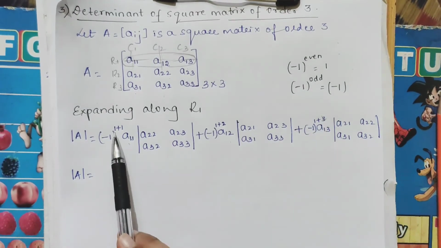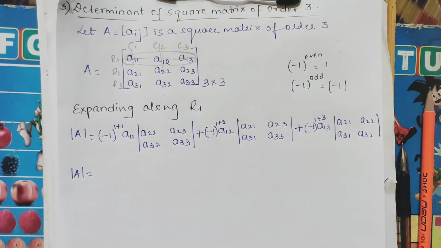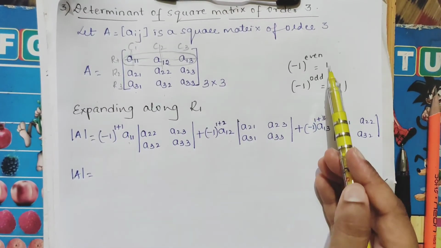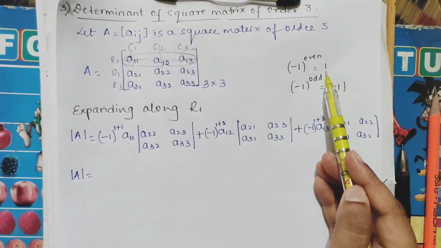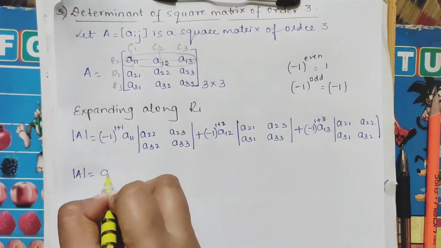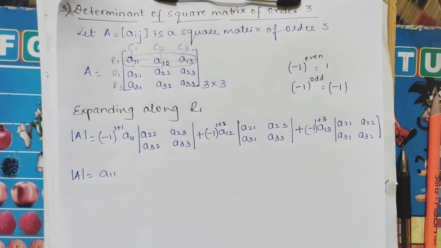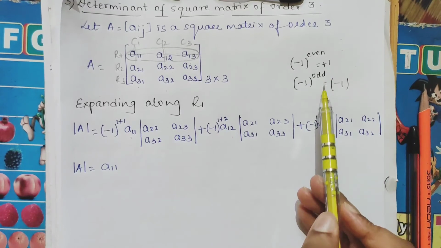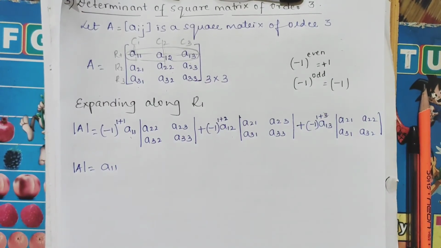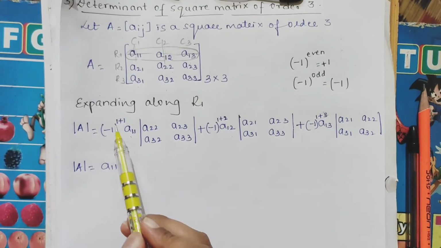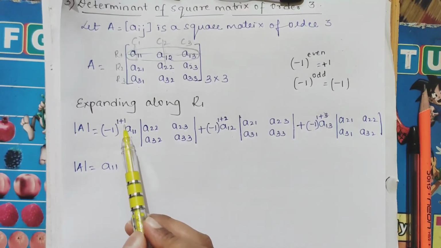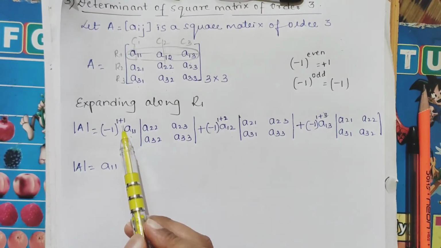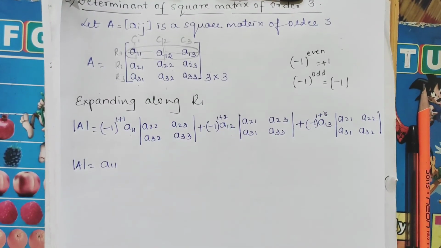See here. Now minus 1 raised to 2, since 1 plus 1 is 2, so it is 1. It will be positive 1 itself. So you will be having A11. When it is even, it will be plus 1. When it is odd, it will be minus 1. So A11, you can see here, minus 1 raised to 1 plus 1, that is 2. Minus 1 raised to the square is what? It is 1 only, right? You have done it already.